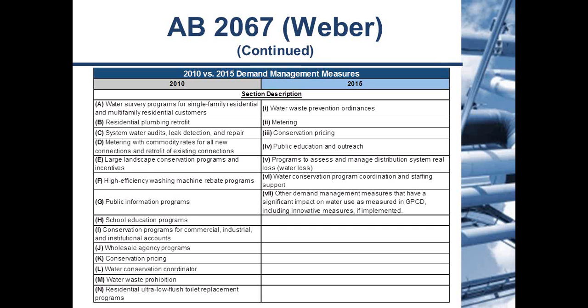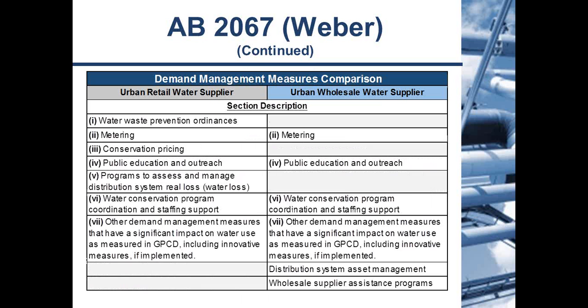measures as well. So as I was saying earlier, the bill also seeks to segregate the DMM requirements between urban water retail suppliers and wholesale water suppliers. The retail supplier is required to provide narrative descriptions of all 7 DMMs, whereas the wholesale water supplier is required to provide narrative descriptions of 4 of the 7, as well as 2 supplementary elements.